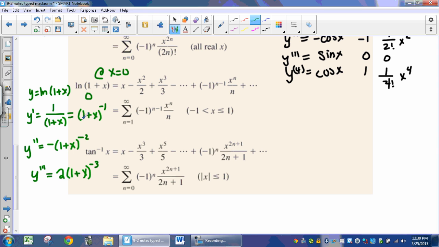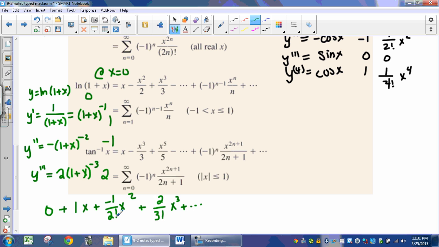The derivative is 1. The second derivative is negative 1. The third derivative is 2. So when you go to write your series for this, you have 0 over 0 factorial x to the 0, plus 1 over 1 factorial x to the first, plus negative 1 over 2 factorial x squared, plus 2 over 3 factorial x cubed.